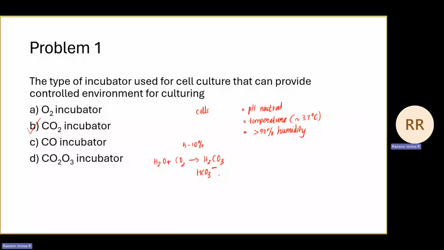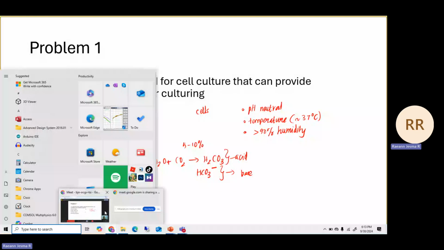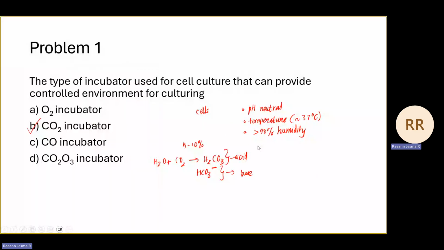We know that bicarbonate is a base, whereas carbonic acid is an acid. So since we have a combination of both, this ensures that the pH remains somewhat close to neutral conditions. So by maintaining the carbon dioxide at a particular level, we can balance the environment and prevent the cells from becoming either too acidic or too alkaline.